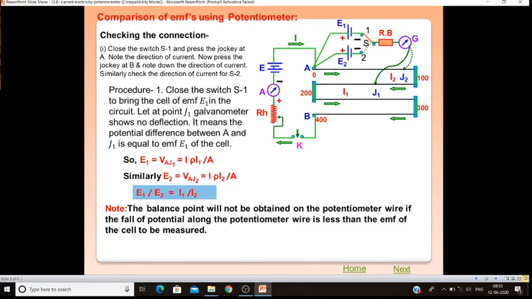The balance point will not be obtained on the potentiometer wire if the fall of potential along the potentiometer wire is less than the EMF of the cell to be measured. It means the EMF of the cell must be equal to the potential drop, that is the potential difference between AJ1. In that case only there is no current through the galvanometer.